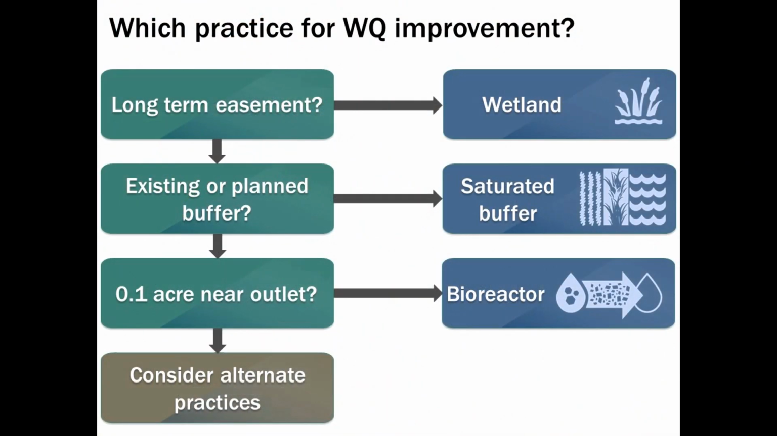So if we don't have that, or again, a saturated buffer wouldn't work, then as long as we've got around 1/10 of an acre somewhere near the outlet that we could put a bioreactor, then that's where we would look to try and make a bioreactor work. And if none of those work, then we're going to look for something different. So that could be cover crops, could be something else that we would look at to try and have that water quality impact that we're after.